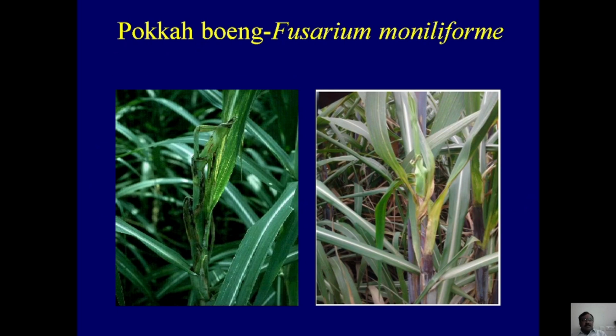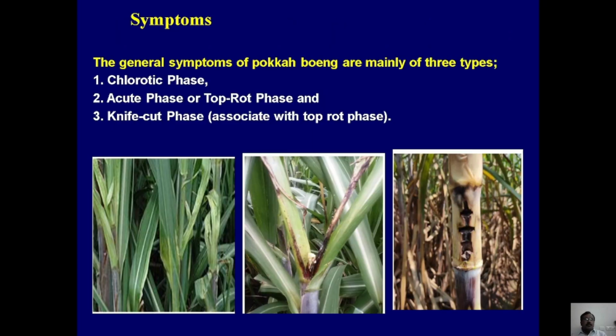And this disease is a typical disease producing malformation or abnormalities on the top portion of the sugarcane plant, and this is caused by Fusarium moniliforme. This pathogen is known to produce three important stages of infection or symptoms. What are they? That is the chlorotic phase, then the acute phase, during which top rotting is the common phenomenon, and the third one is the knife cut phase, which is associated with the second phase itself. When you remove the affected sheath, you could see the knife cut symptoms.